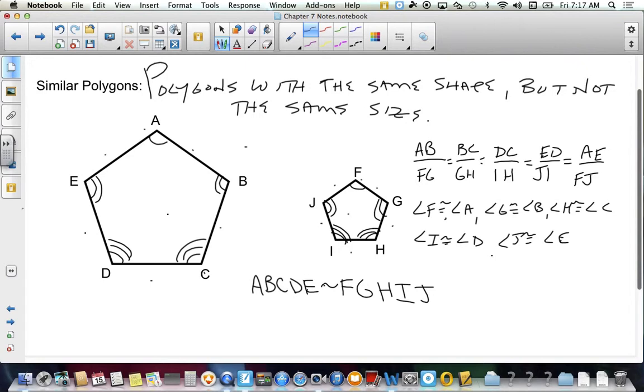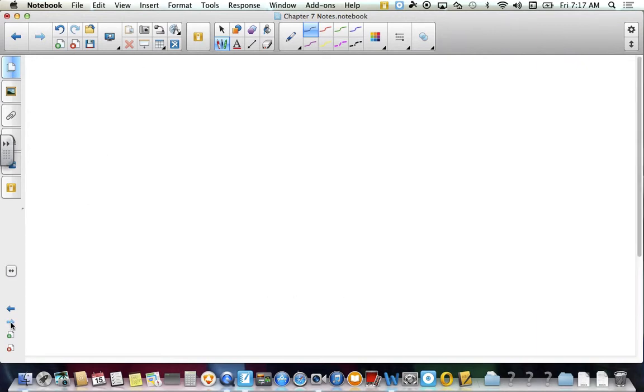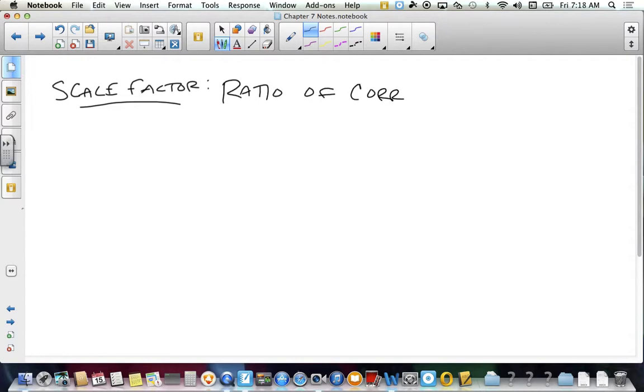The next thing we want to talk about is called a scale factor. Okay, a scale factor. A scale factor is just the ratio of lengths of corresponding parts, or let's say corresponding lengths in two figures.